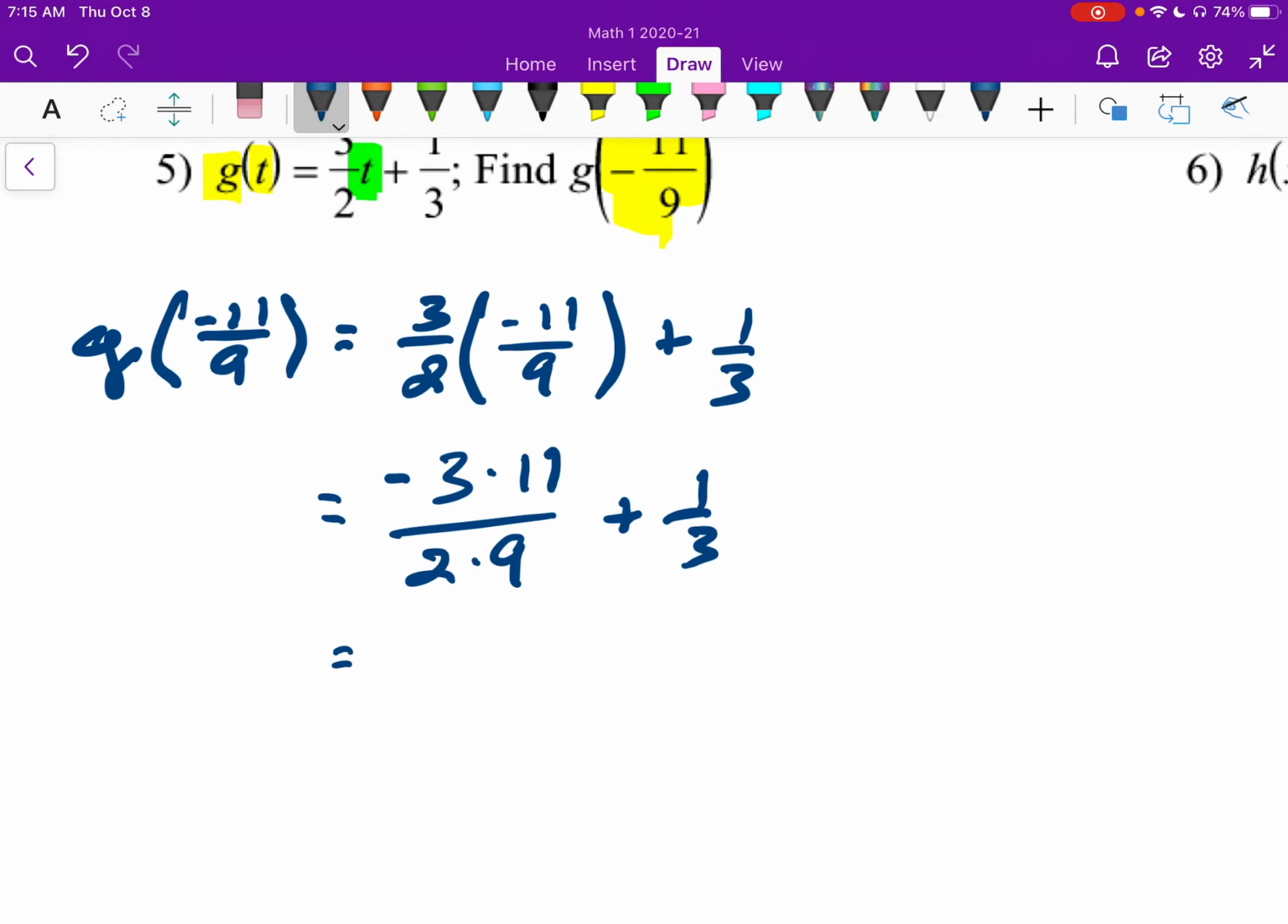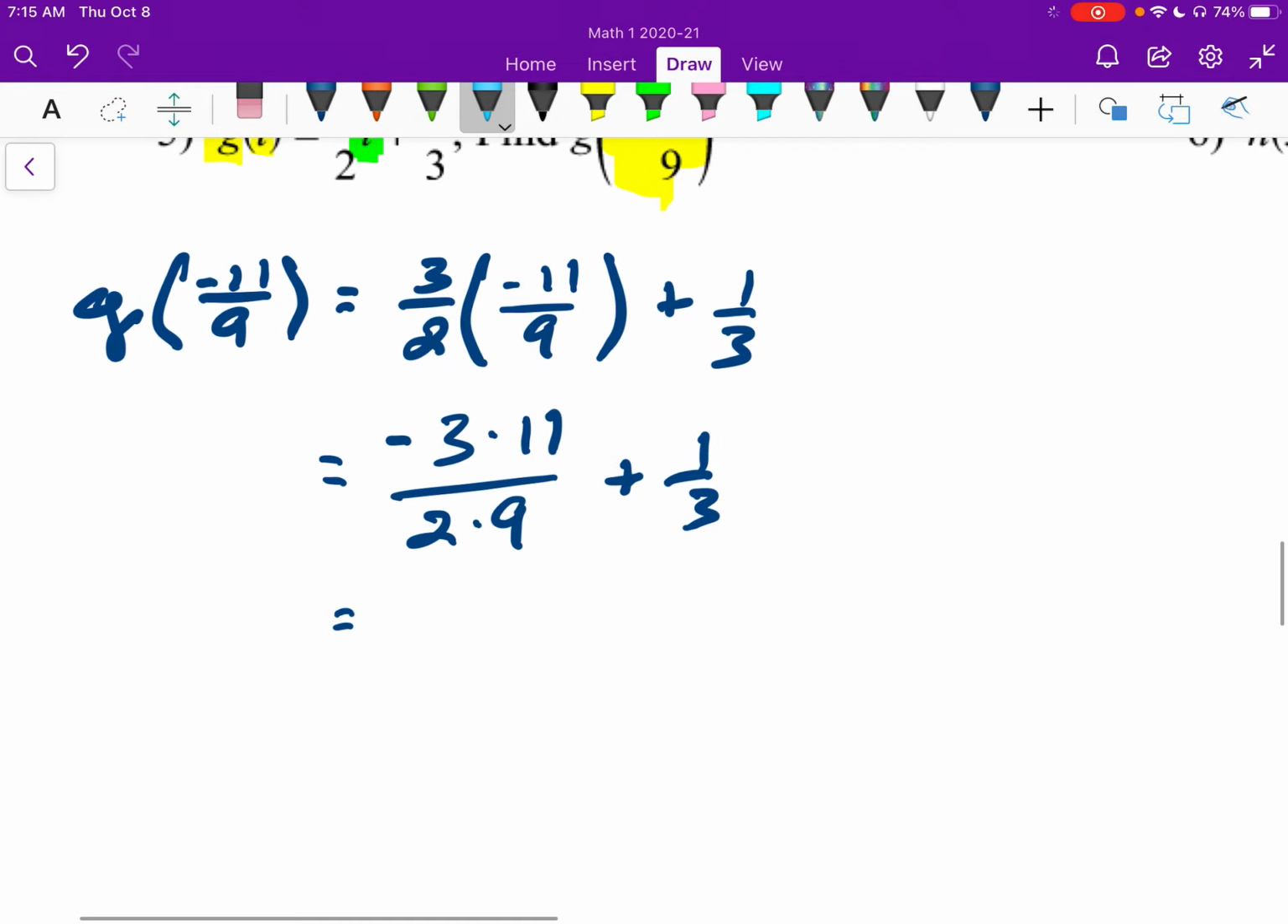I'm going to try to cancel some things here, and you could just type this all in a calculator, but I'm just going to try to do some of it in my head. I'm going to try to cancel the 9 and the 3. That gives me a 1 and a 3. So I have negative 11 over 2 times 3 is 6, plus 1/3.